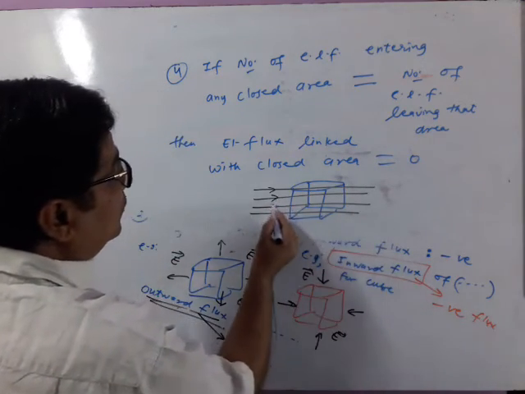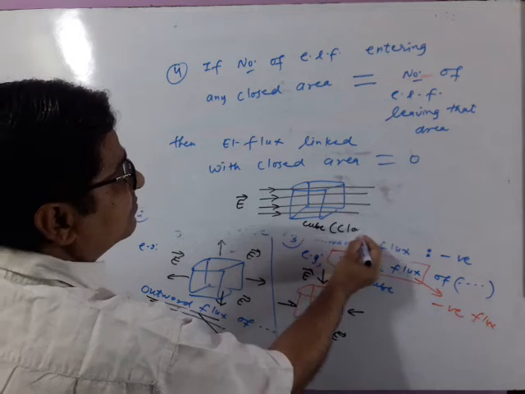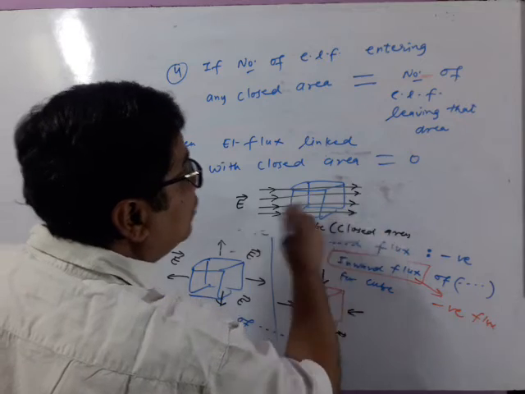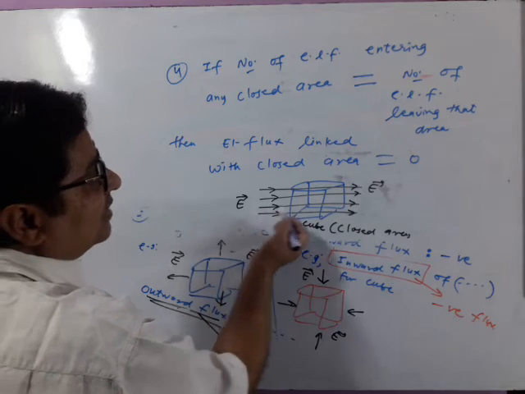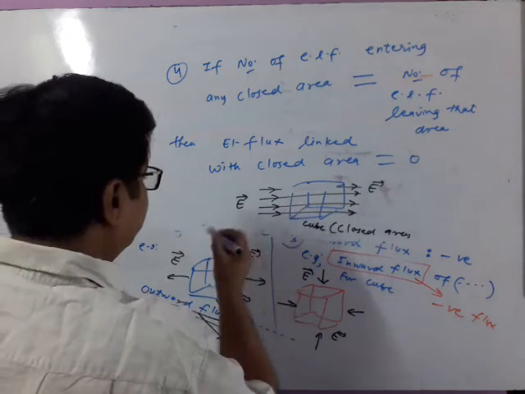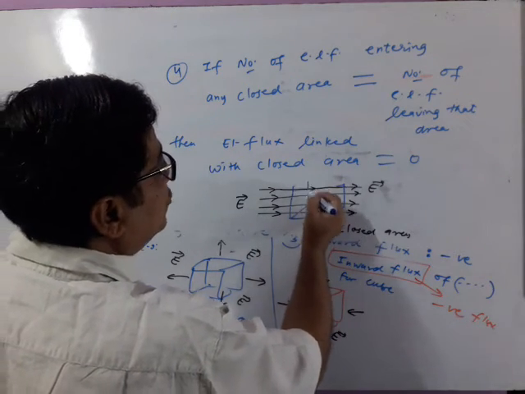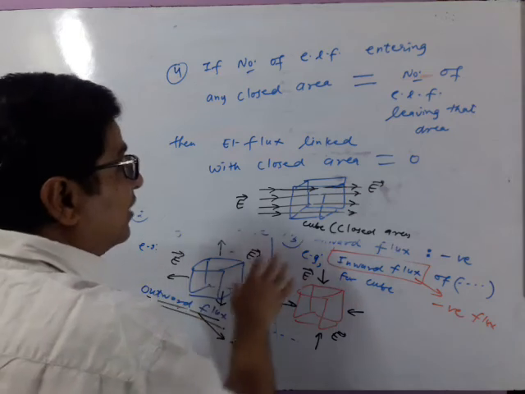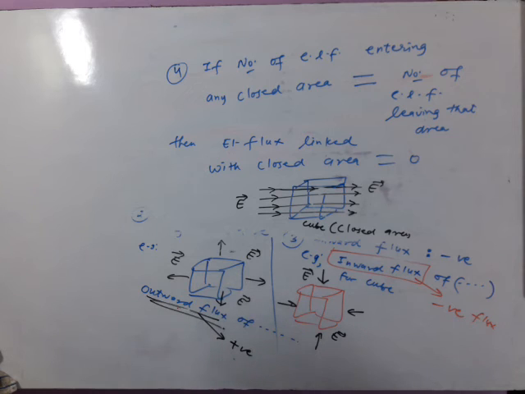4 lines of electric field, as an example, are entering the cube. It is a closed area. And the same number of lines are emerging out of the area. 4 emerging out. So 4 lines of force entering as well as 4 leaving. Then you will say the total flux linked with the closed area will be 0. These are the 4 points of the classical definition of electric flux. Remember them. They will be used in so many numericals.